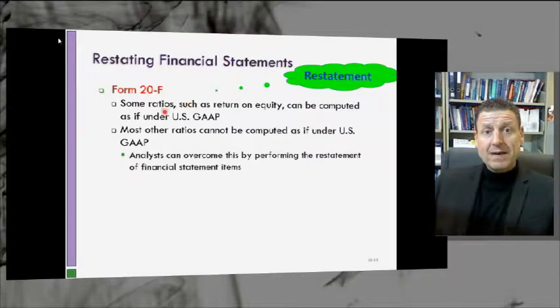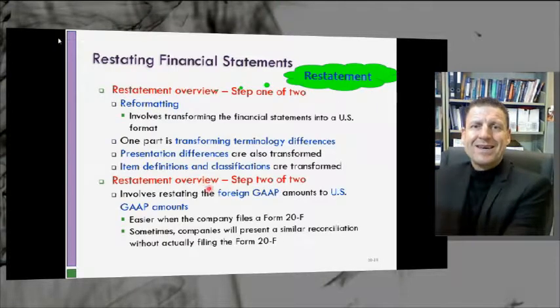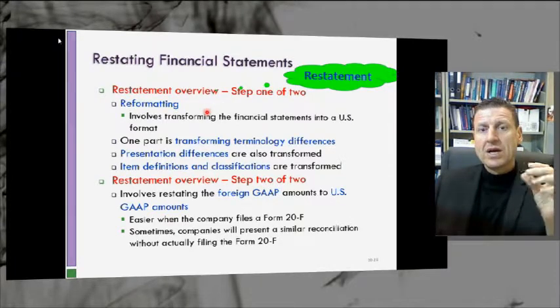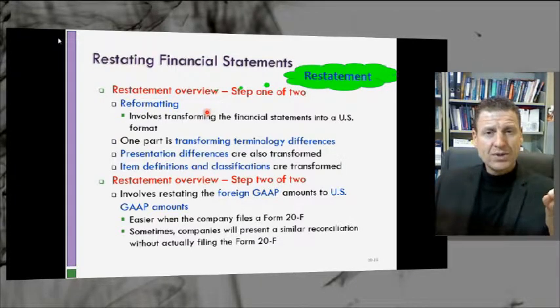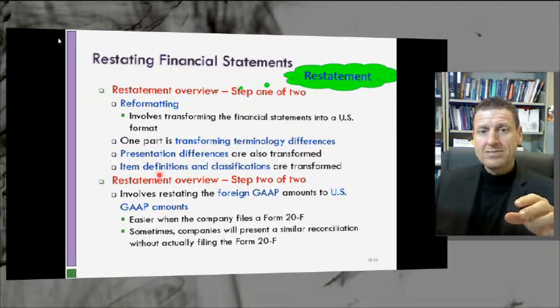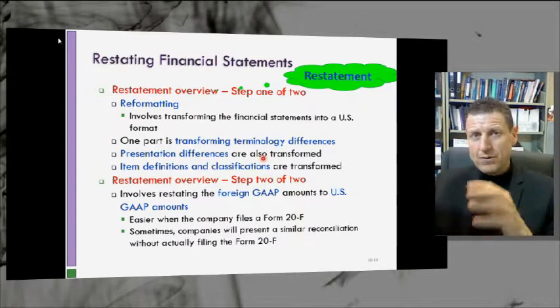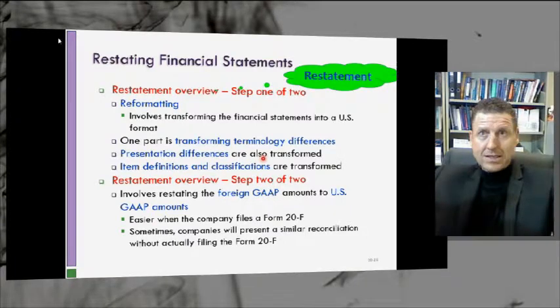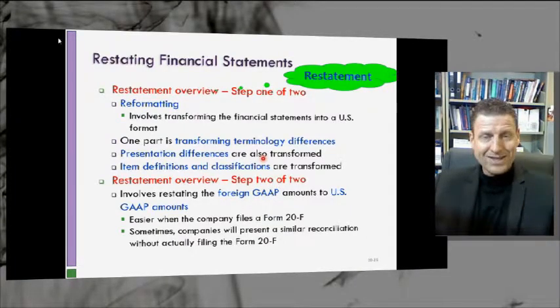Under the Form 20F, some ratios, such as return on equity, can be computed as if under US GAAP. Most other ratios cannot be computed. So analysts can overcome this by performing the restatement of financial statement items. There are 2 steps involved here. The first step is reformatting. That is not changing the numbers, but transforming the terminology differences and the presentation differences, item definitions and classifications. It's actually just moving the numbers around so they look to be in the same place: the assets are here, liabilities, shareholders' equity, like that. You see what I mean?